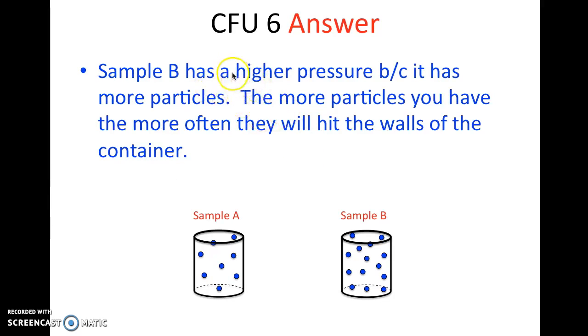Okay, so in this case, the answer is sample B has a higher pressure because if you look at sample B, you notice that it has more particles than sample A. And the more particles you have, the more often they're going to hit the walls of the container. Thinking about kids running around in the room, right? So you're going to have particles hitting the walls more often, so you're going to have greater pressure.